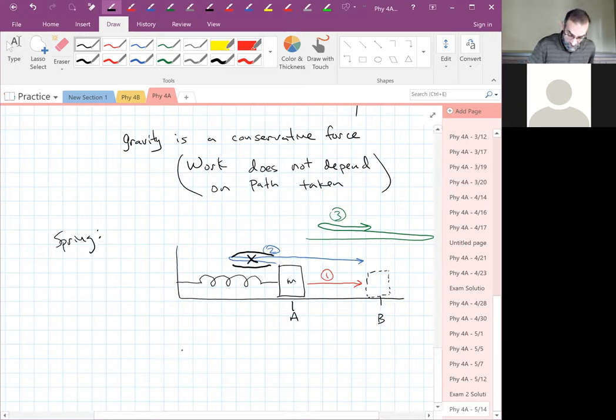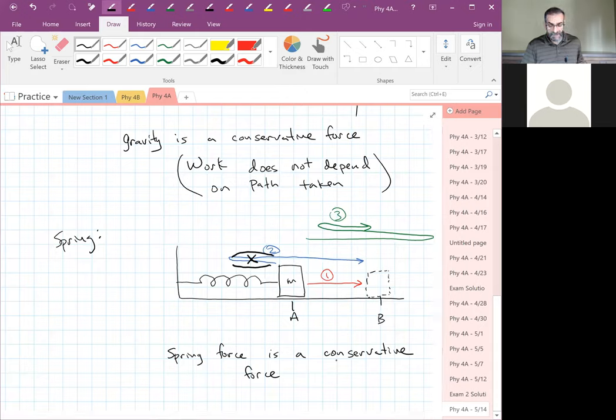Spring force is a conservative force. Okay. How about gravity? Gravity. How about friction? Friction.